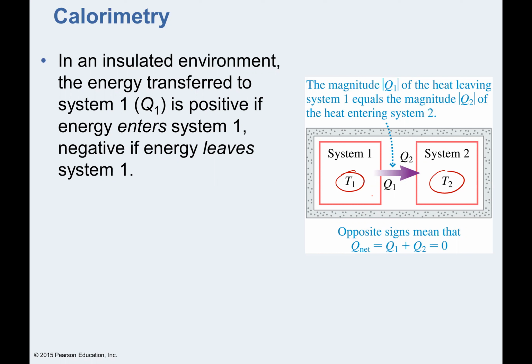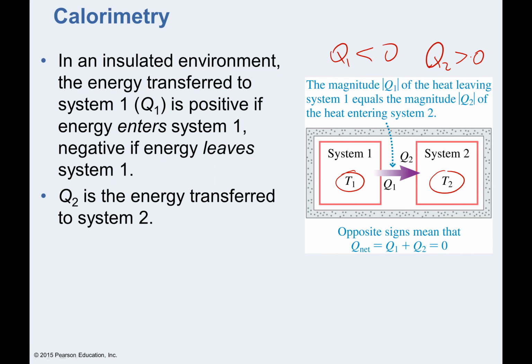Because system 1 loses energy, Q1 here is negative, less than 0. And because system 2 gains energy, Q2 here is positive, because it gains energy, and gained energy is always positive. Q2 is the energy transferred to system 2. Q1 is the energy lost by system 1.